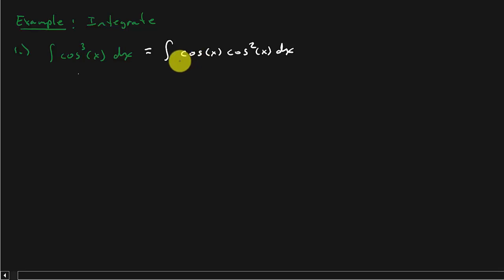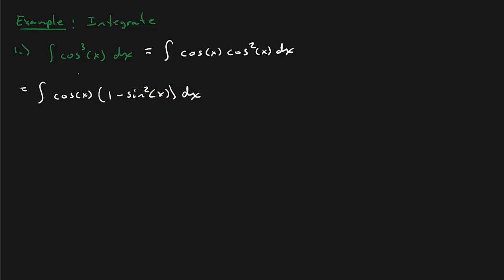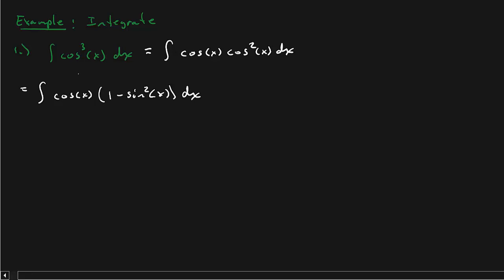And then what did it say to do? Use the fact that cosine squared is equal to 1 minus sine squared. So I'm going to take the cosine squared and replace it with 1 minus sine squared. And so that's going to be the integral of cosine x times 1 minus sine squared x dx.